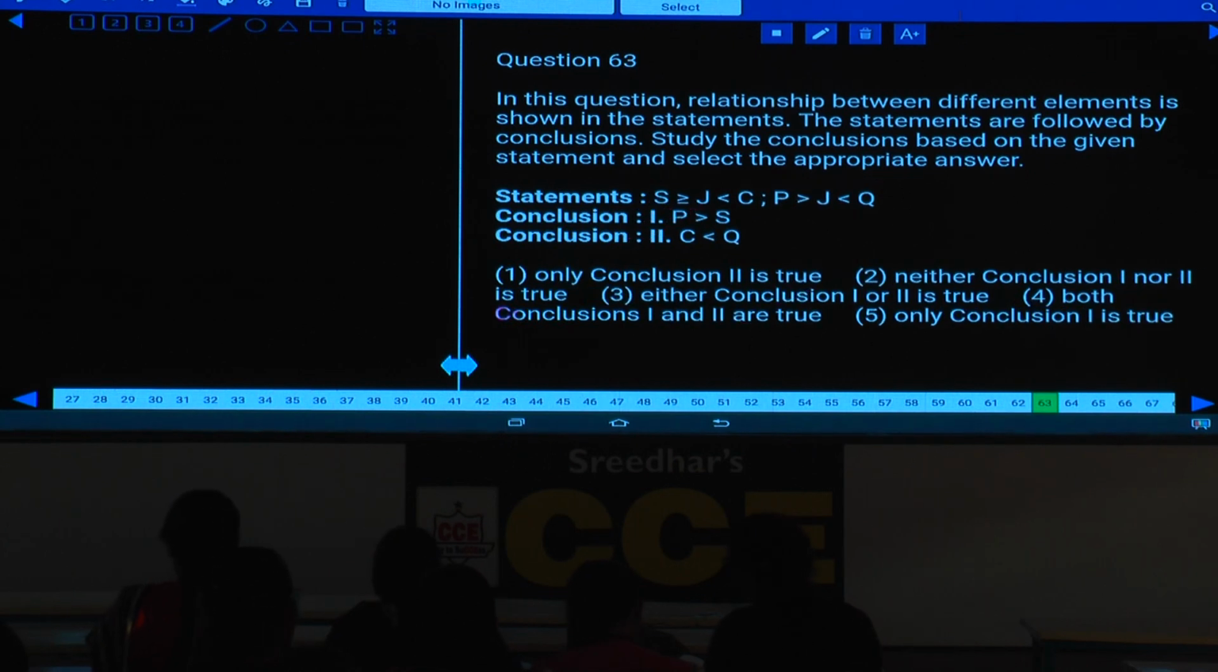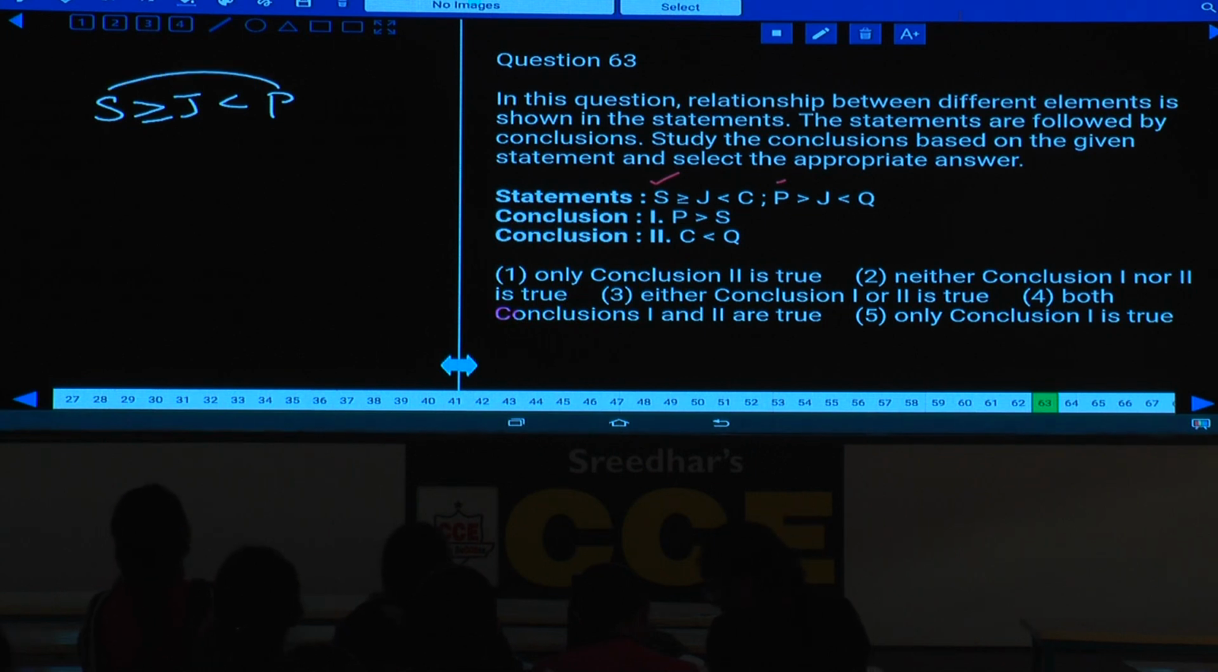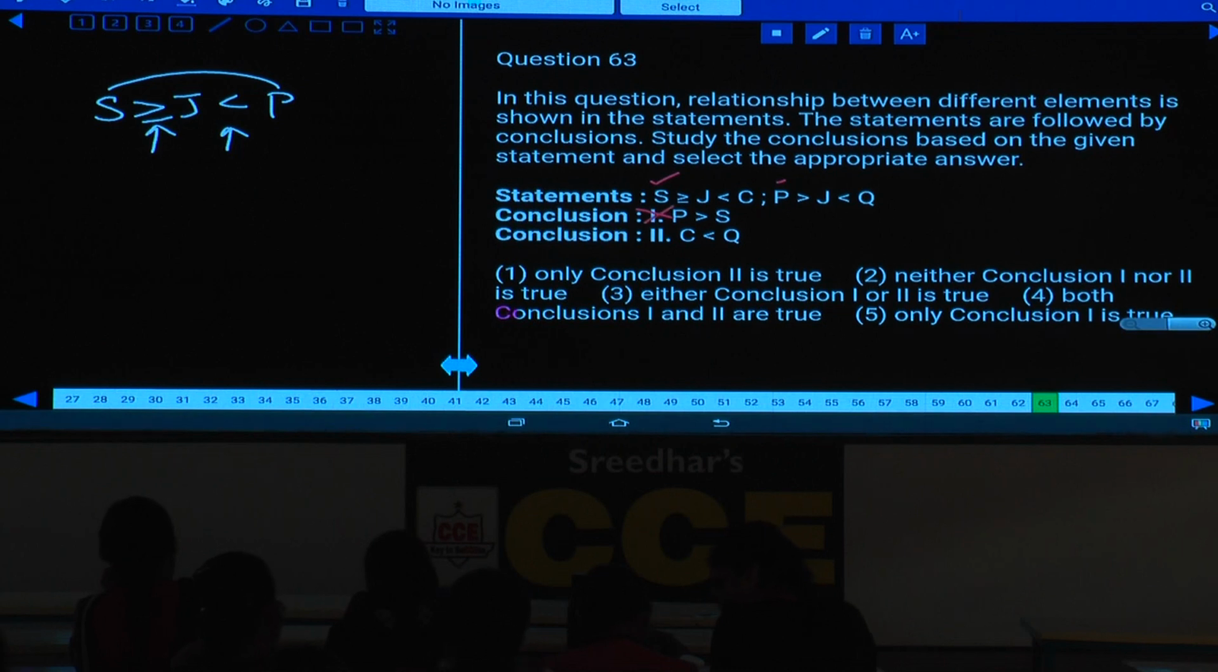Then 63, P and S. S is here, P is here. Tell me which element is common between these two. J is the letter which is common. Hence first we should move from S to J. And P greater than J means J lesser than P. Isn't it? S greater than or equals to J, J lesser than P. Now between P and S there are 2 opposite symbols, greater than and lesser than. Hence no relation can be drawn between these two.